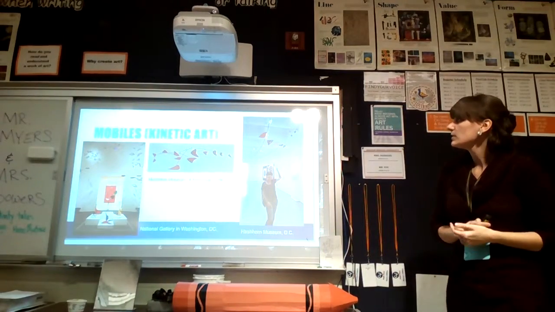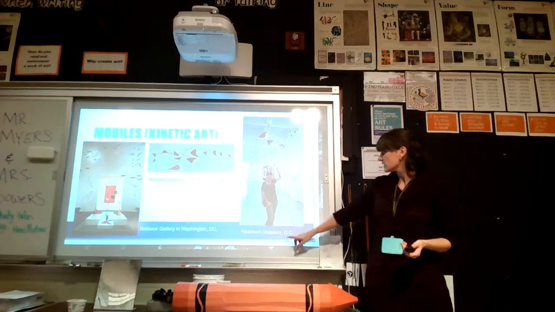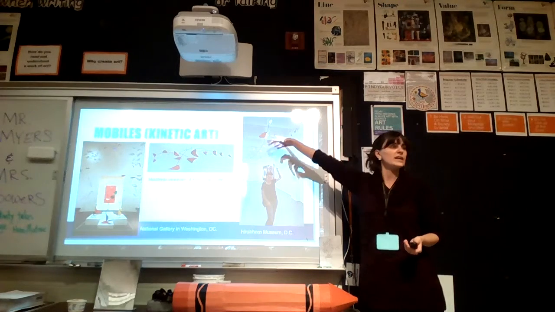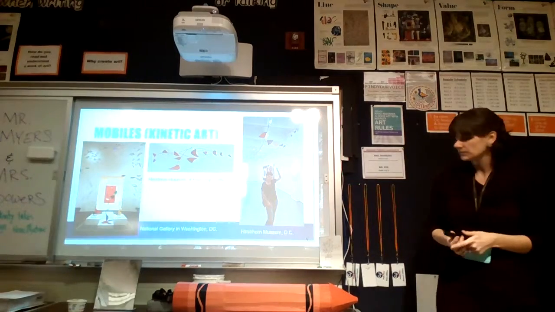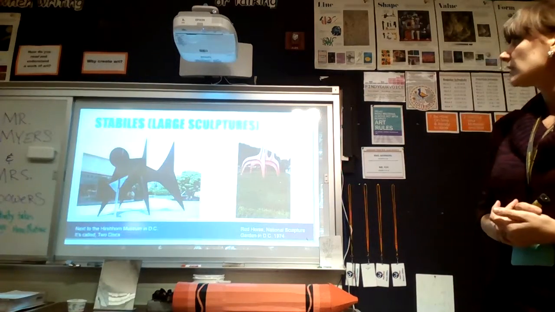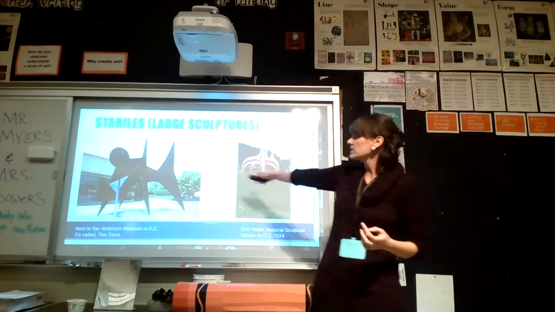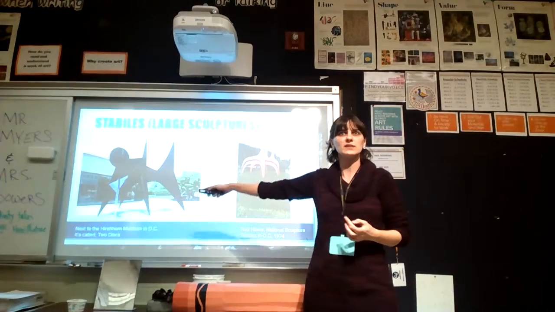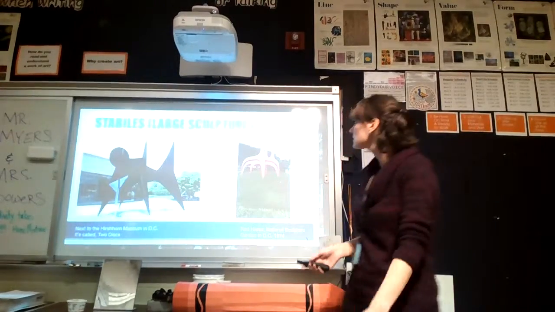So here's a mobile. Here's some different types. This is me. I'm at the Hirshhorn Museum in DC, and as you can see above my head is one of his mobiles. Okay. Here you have his larger sculptures. These are freestanding, and this would be similar to the first project that you did. You created a freestanding subtractive sculpture.